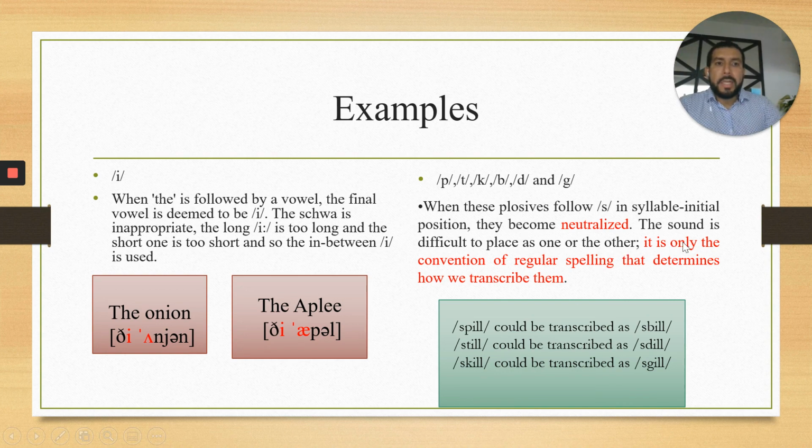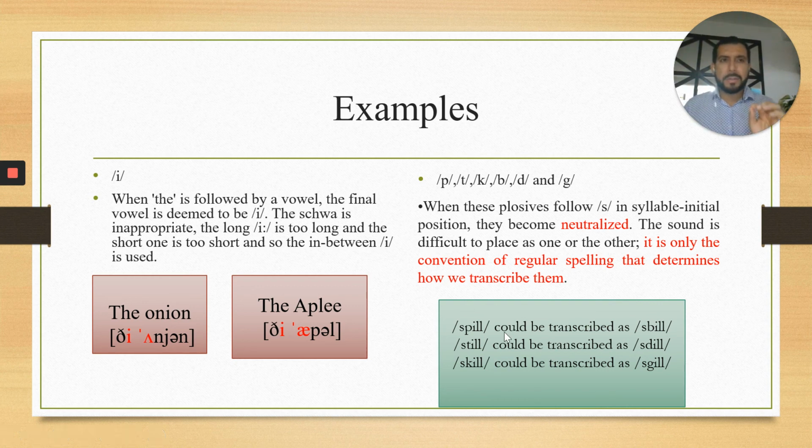So it is only the convention of regular spelling that determines how we transcribe them. And so you have a word like spill, but if you're speaking really, really fast, you could say things like, "Yeah, they spilled the milk." And this p here, which was supposed to be a true p, is no longer a p, but a b. Of course, nobody would transcribe this because we know for sure that spill has a p, an i, and an l sound. So we transcribe it with a p because there is a spelling convention.